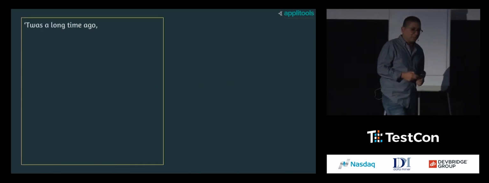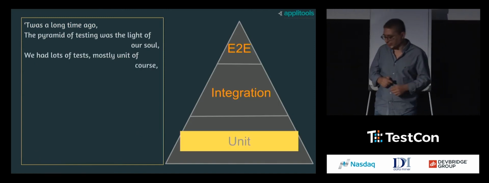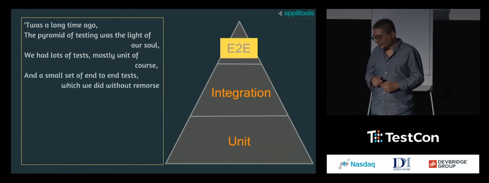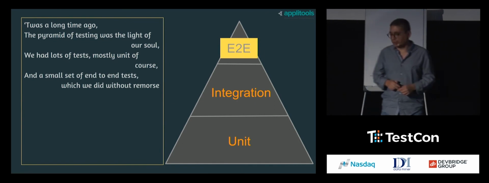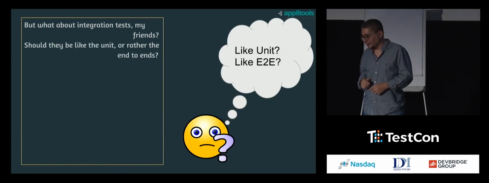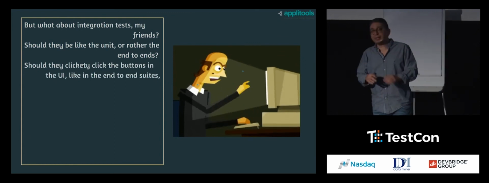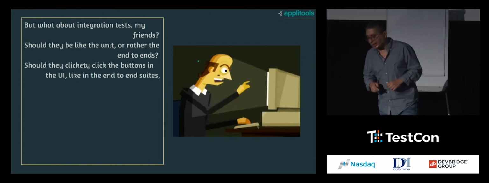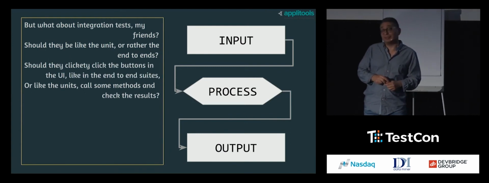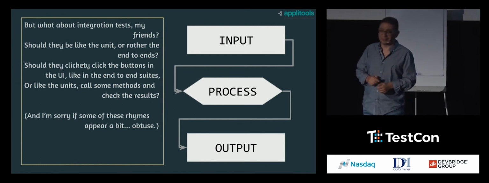So, it was a long time ago. The pyramid of testing was the light of our soul. We had lots of tests, mostly unit, of course, and a small set of end-to-end tests, which we did without remorse. But what about integration tests, my friend? Should they be like the unit, or rather the end-to-ends? Should they clickety-click the buttons in the UI, like in the end-to-end suites, or like the units, call some methods and check the results? And I'm sorry if some of these rhymes appear a bit obtuse.